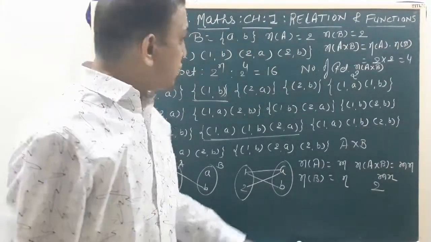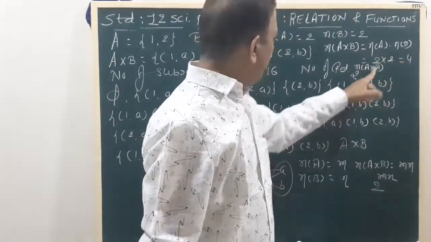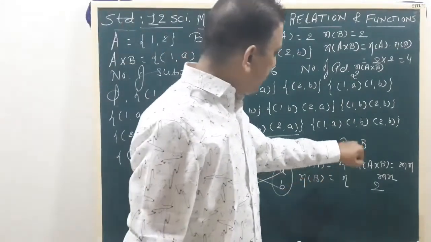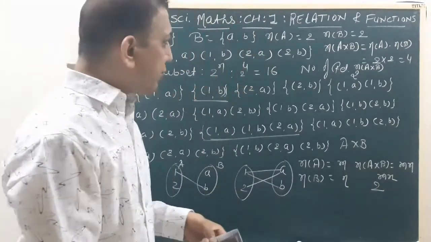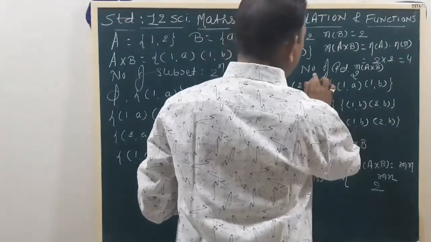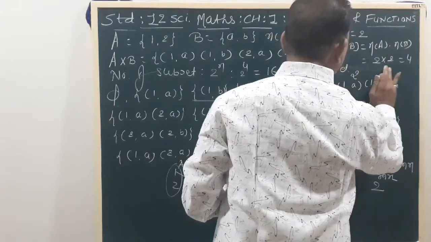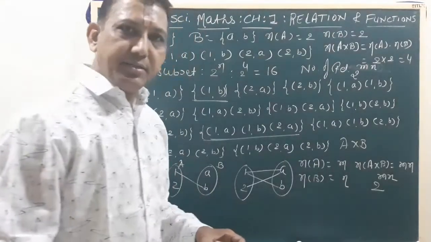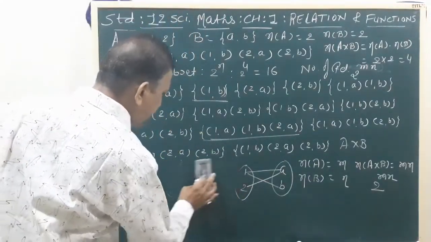Is that clear? So here, the number of A cross B is 4. So 2 raised to 4, 16 relations possible. This is the important formula. First one, number of relations is 2 raised to number of A cross B, and we put here MN. Clear? Okay. So number of relations is complete.